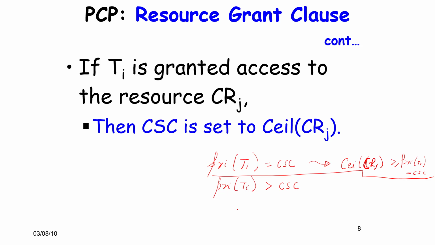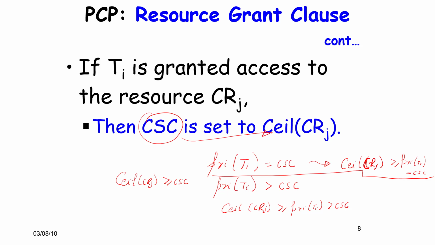The second case is that since Ti is getting access to this, the same relationship will still hold, that the ceiling of Crj will be greater than or equal to the priority of Ti, which is greater than the current system ceiling. So if you look at both the cases, the ceiling of Crj will be greater than or equal to the current system ceiling. So what we do is we set the value of CSC to the ceiling of Crj.